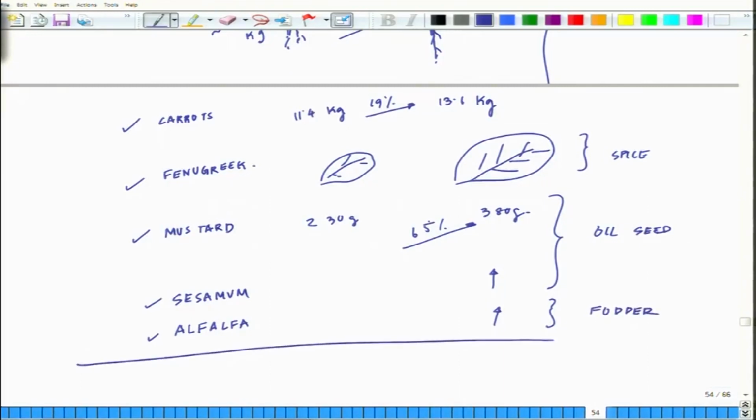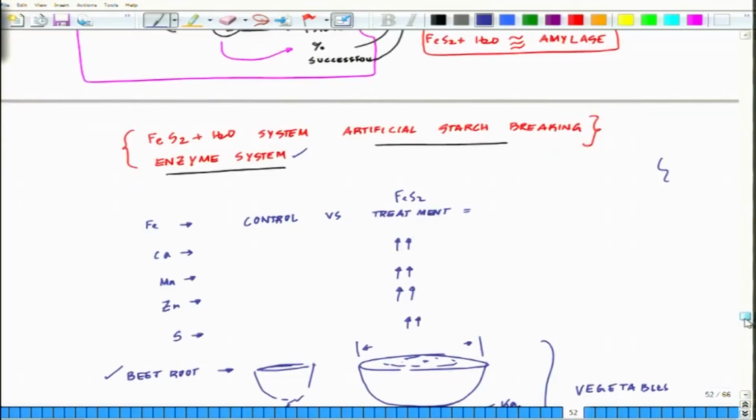So, these are the ranges of crops which have been already tried out, and it has been observed in the field trials, and this is the data we are talking from the field trials. These field trials have clearly shown that nano-FeS2 application is improving the yield just by simple seed treatment.